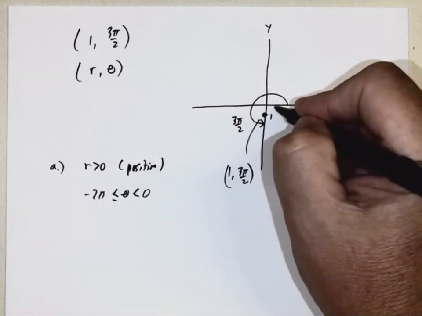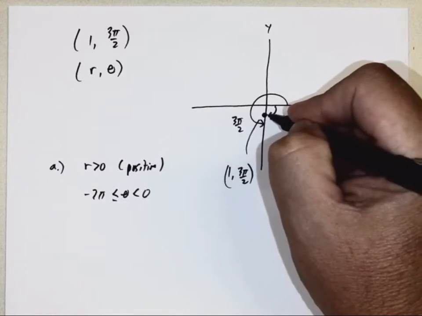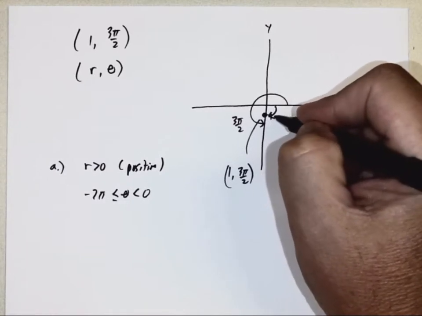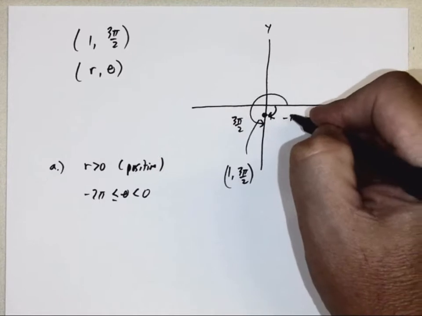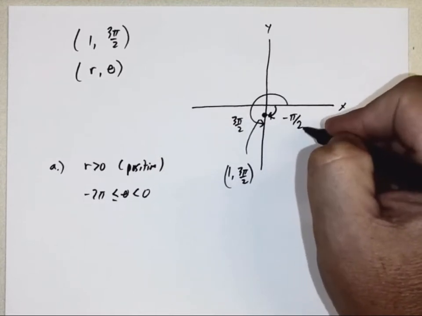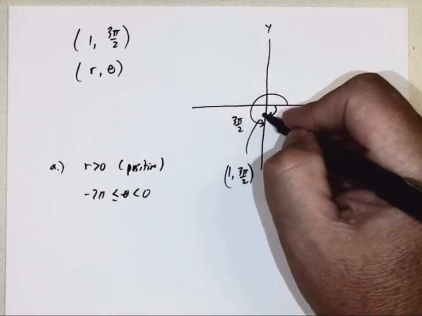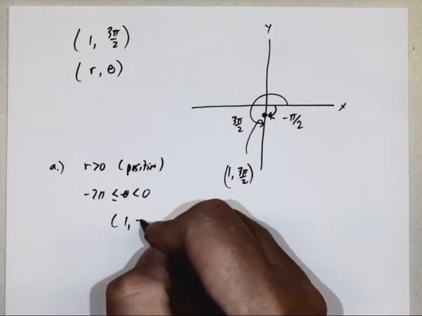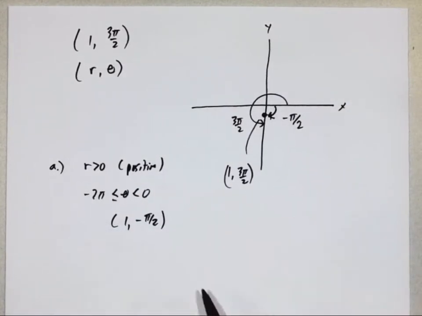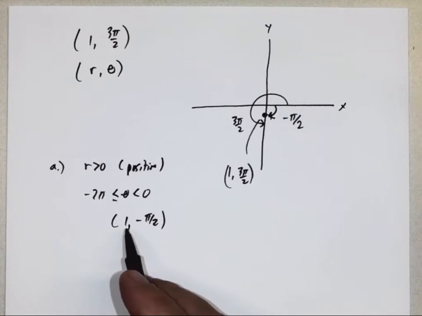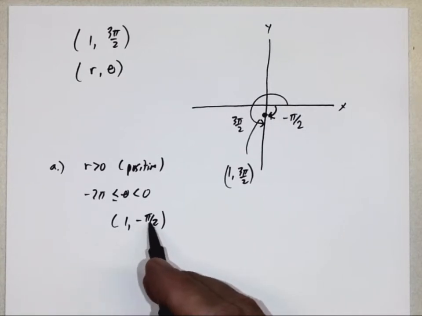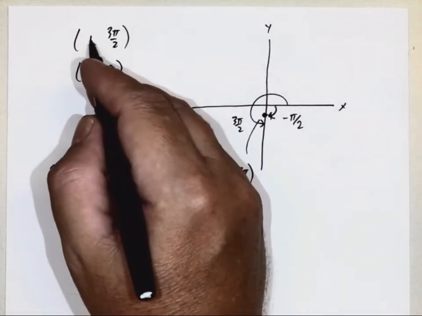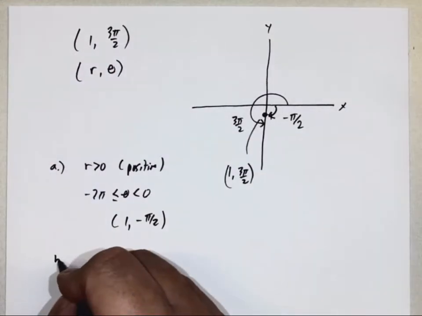So what would we do? If we're going to go negative angle, how far did I go here? Negative pi over 2, and the distance is still 1, so it looks like in polar coordinates 1, negative pi over 2 is really the same point as 1, 3 pi over 2.